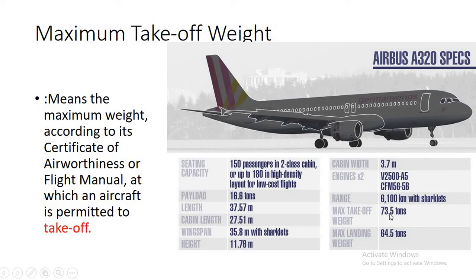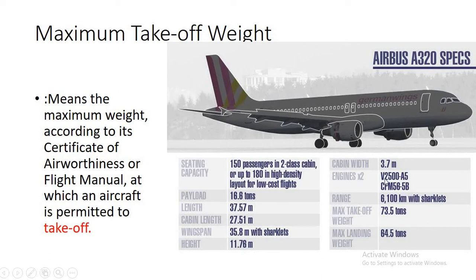takeoff weight is, see here on the right side, 73.5 tons. Okay, but its maximum landing weight is just 64.5. Around a 10-ton difference is there. So this aircraft can only land with 10 tons less weight. Okay, so understand that much difference is there.